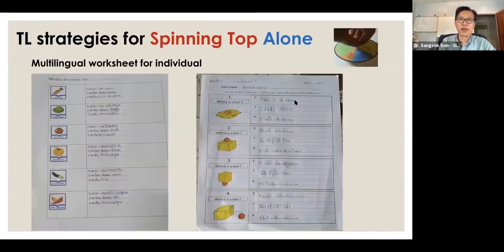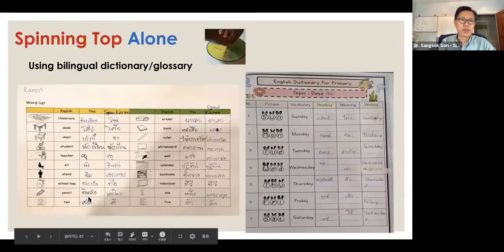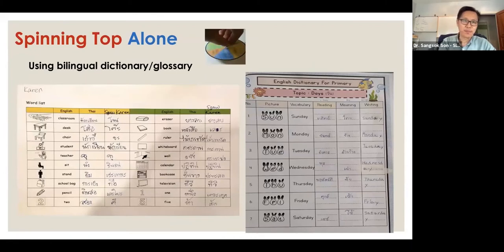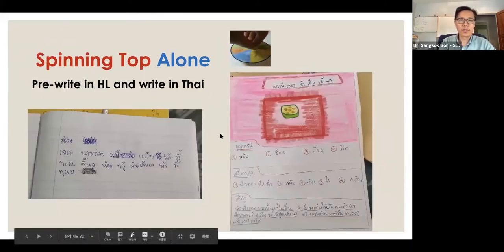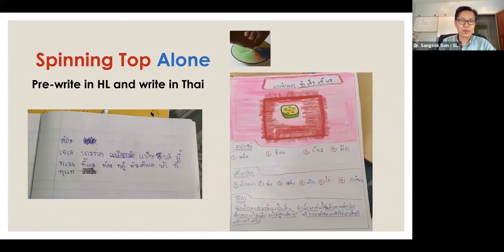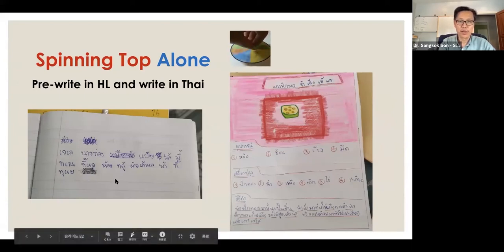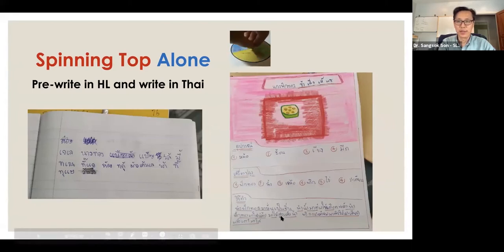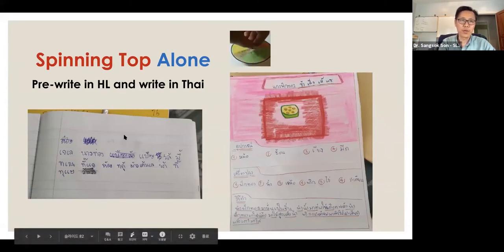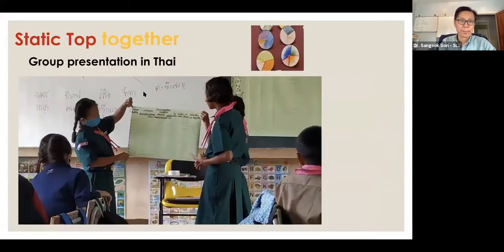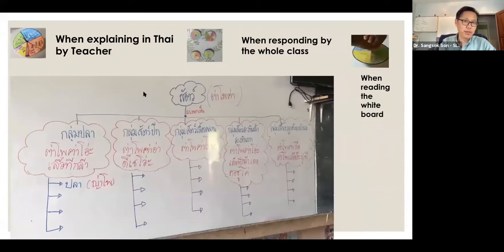So this is the spinning top, slow spinning top, because they can compare their English, Thai, and Karen, different languages. Okay, this is a multilingual glossary, so they can compare. And then this one: when the teacher asked them to write in Thai about different kinds of cooking, one student, even without being asked, wrote down some ideas in her home language first, and then she finally produced a Thai product for the teacher. So pre-write in home language, write in Thai, and then present. Because of the time limit, I try to skip some parts.